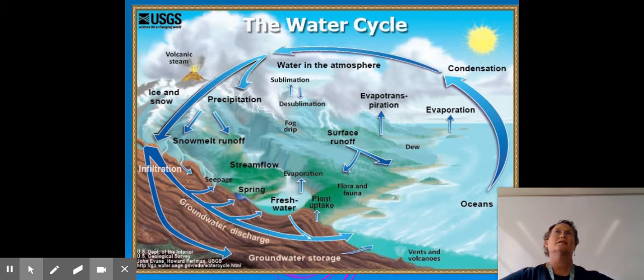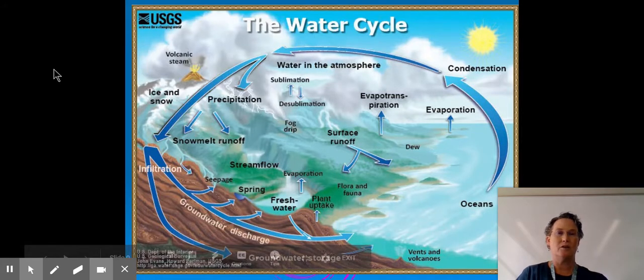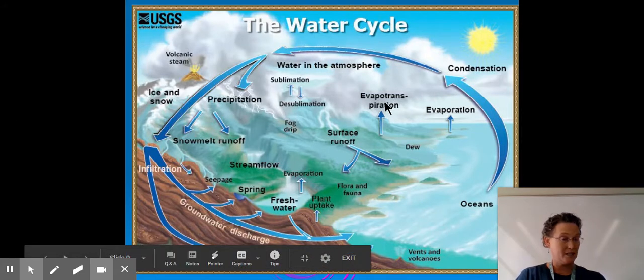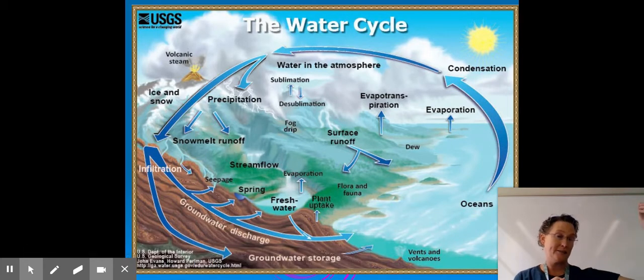You have your classic evaporation, condensation, precipitation. And another very important one here is evapotranspiration. That is water that's actually coming off of plants. So that also adds to water in the atmosphere. And how this water cycle runs is just really important to understand. So we're going to learn some more about all of these terms on this water cycle figure.